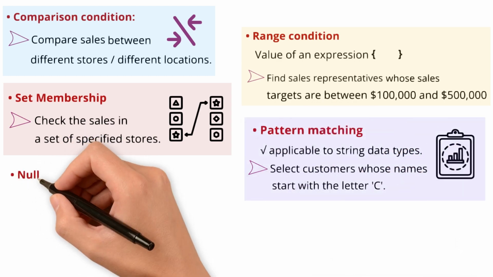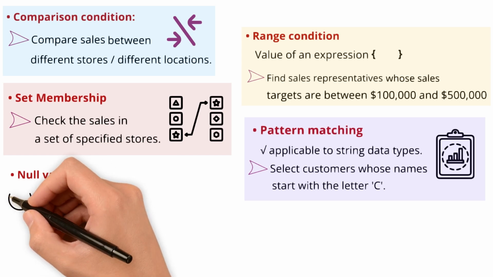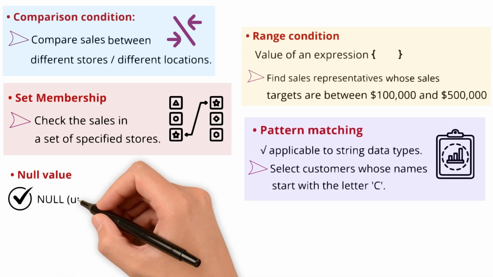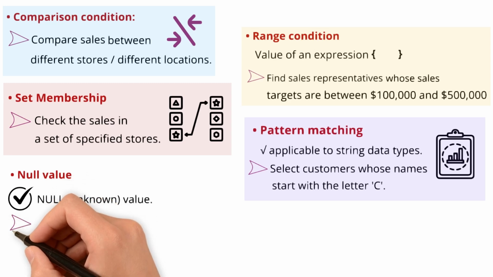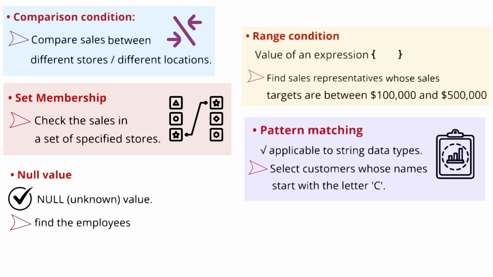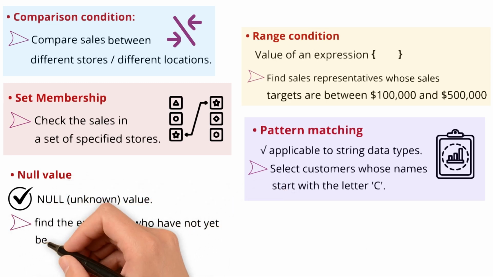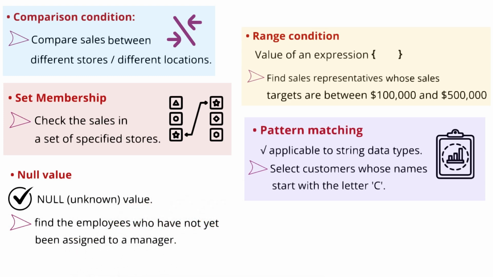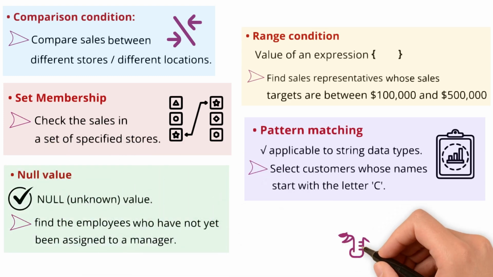Next, null value. It checks whether a column has a null or unknown value. You can use this to find the employees who have not yet been assigned to a manager. Now let's learn these search conditions on PostgreSQL.